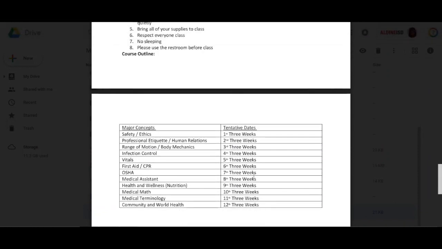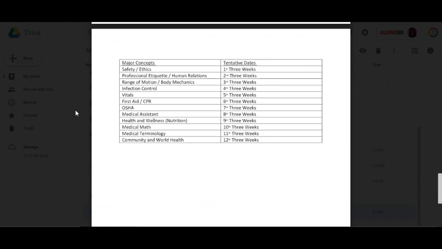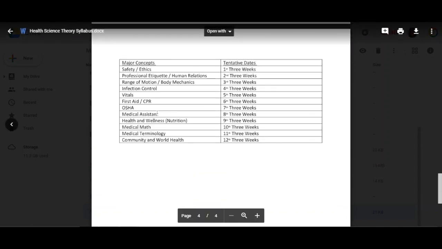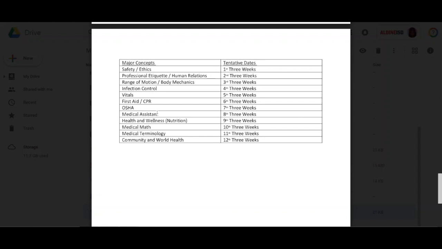Here's your course outline. I won't read over this and bore you, but these are the units that we are covering this year. OSHA is a certification that you will earn at the end of this school year. It is a free certification to you, and I hope that you take it seriously and take advantage of it, because it looks very good on your resume.